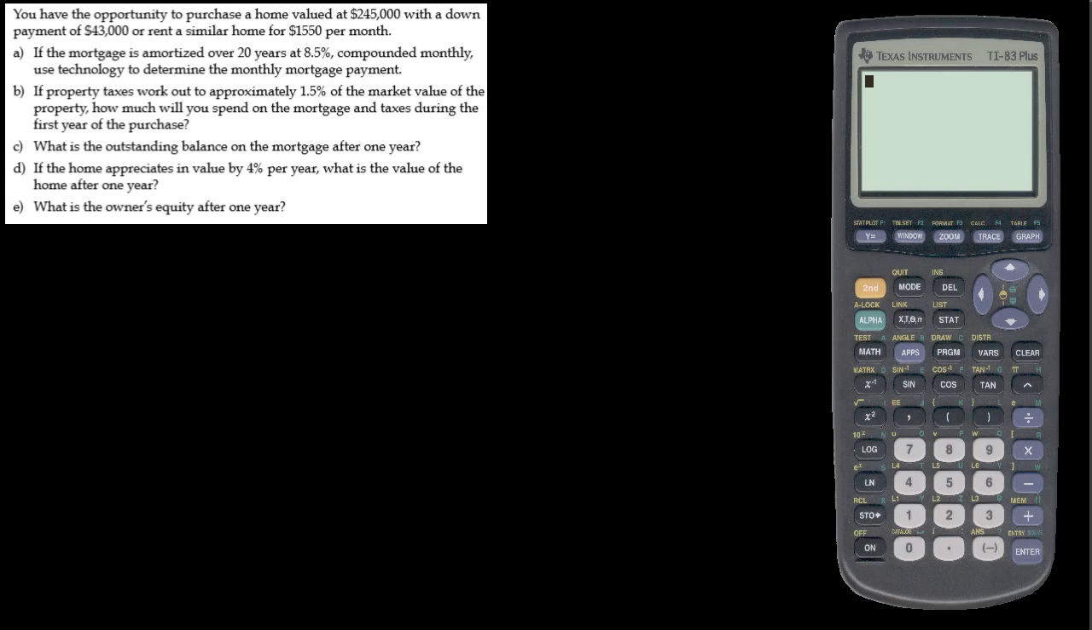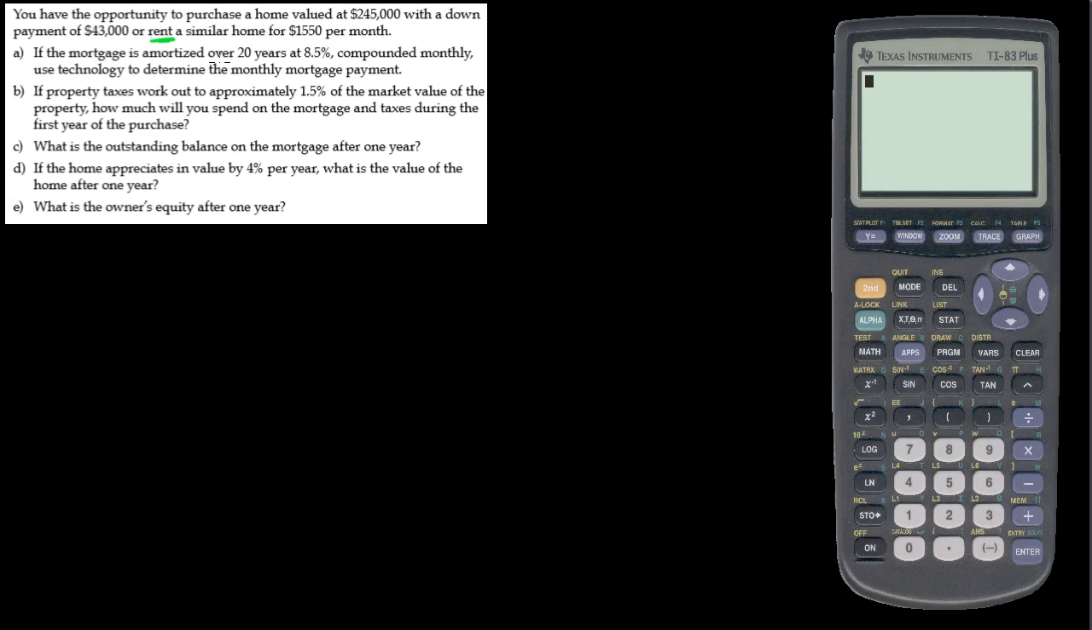So I have a question here. It's from our notes, and we're just going to work through it. You have the opportunity to purchase a home valued at $245,000 with a down payment of $43,000, or you can rent a similar home for $1,550 per month. We're going to deal with the renting situation in part two. Right now, we're just going to take a look at purchasing the home.